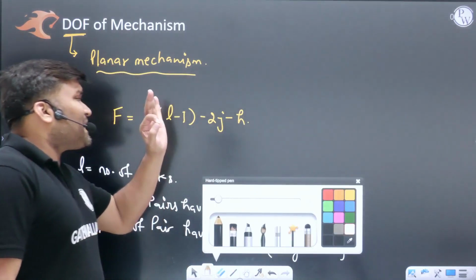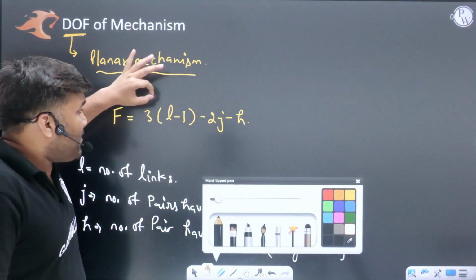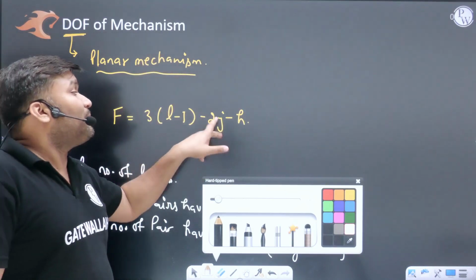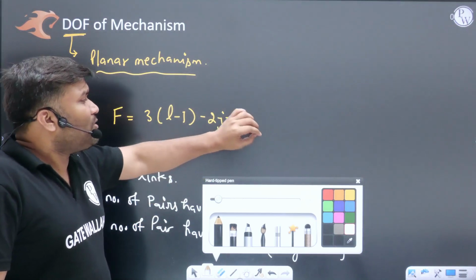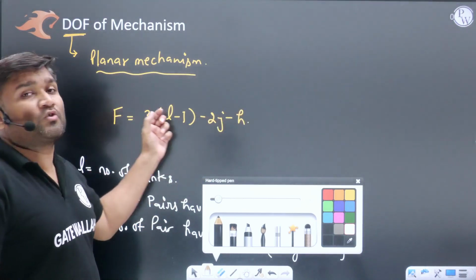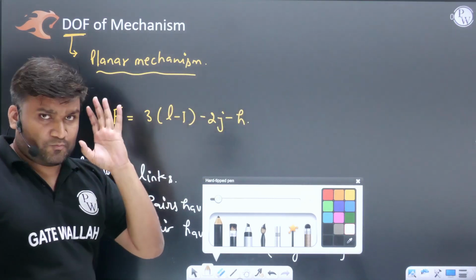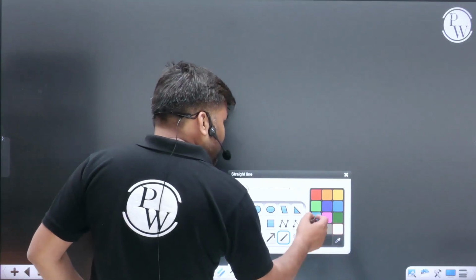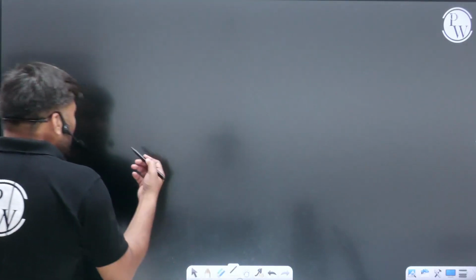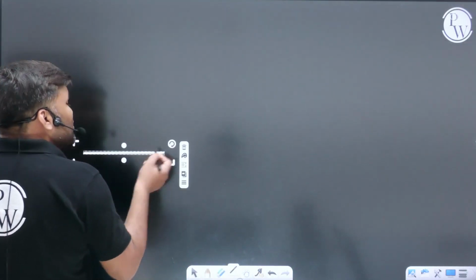If you can carefully calculate how many links there are, how many lower pairs and how many higher pairs there are, just put down all these values, and this formula is going to give you the value of the degree of freedom. Let me give you one example so that you get more clarity on how this formula is used.